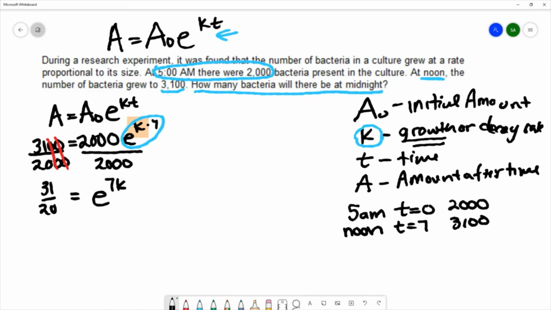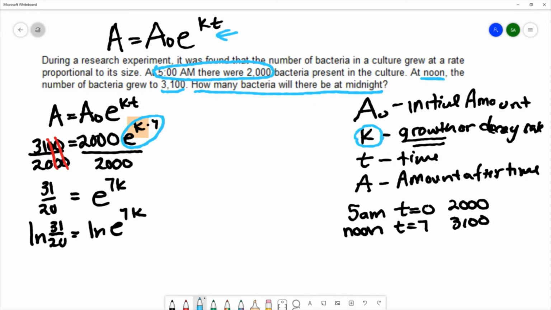We can solve this by either making the bases the same, taking the log of both sides, or converting to a log. Making the bases the same is not possible here, so we'll use one of our other methods, and I prefer to take the log of both sides. I'm doing natural log on the left, natural log on the right.